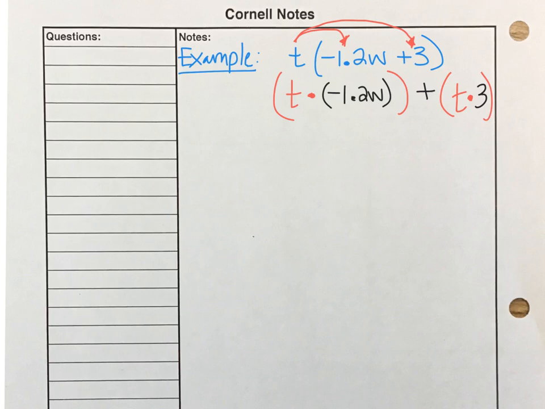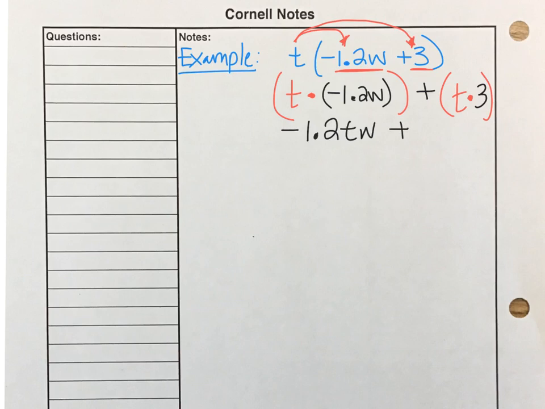Now that we have our t distributed to each of the pieces inside those parentheses, we're going to simplify. So in the first expression, t times -1 2/10 w means that there is only a number value, -1 2/10, and then the other two pieces are variables, a t and a w. And we're going to put those in alphabetical order. T comes before w. So we write the t first.